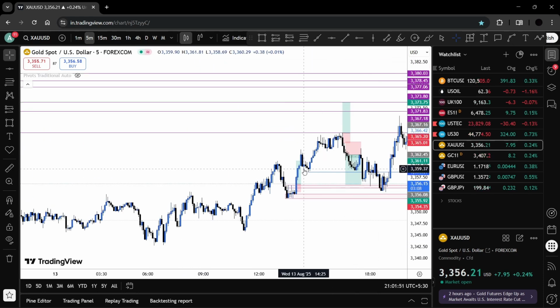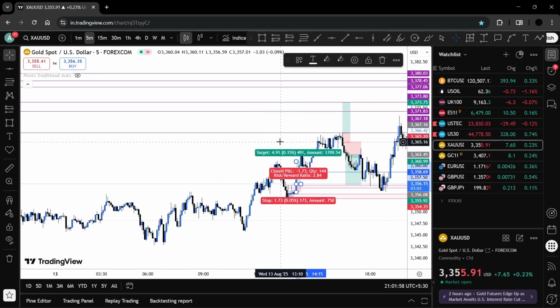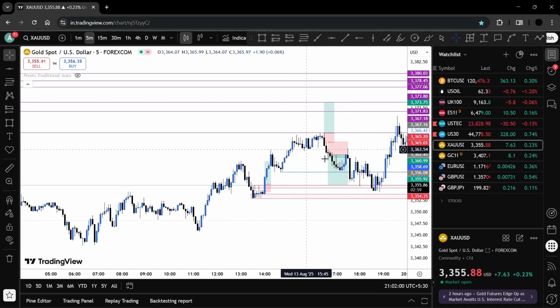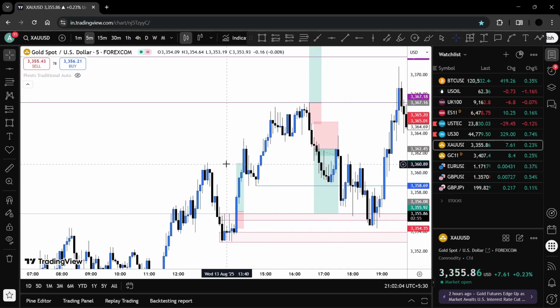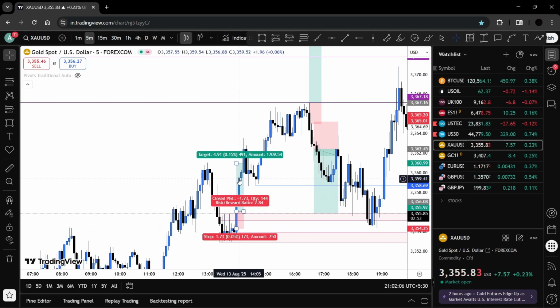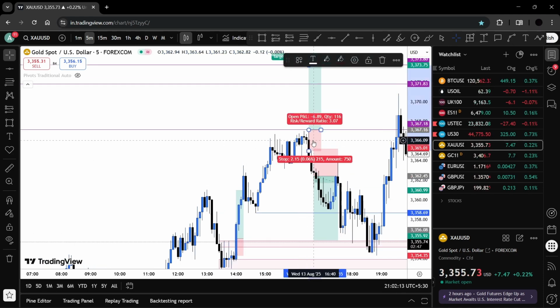I wanted to target these highs, but it would have been a really long trade, right? So I just booked all of my profits over here. So it was a 2.85. I then lost this trade.